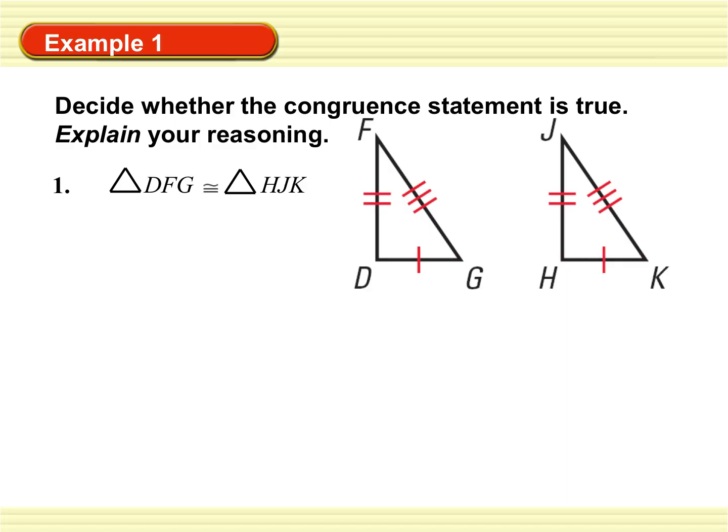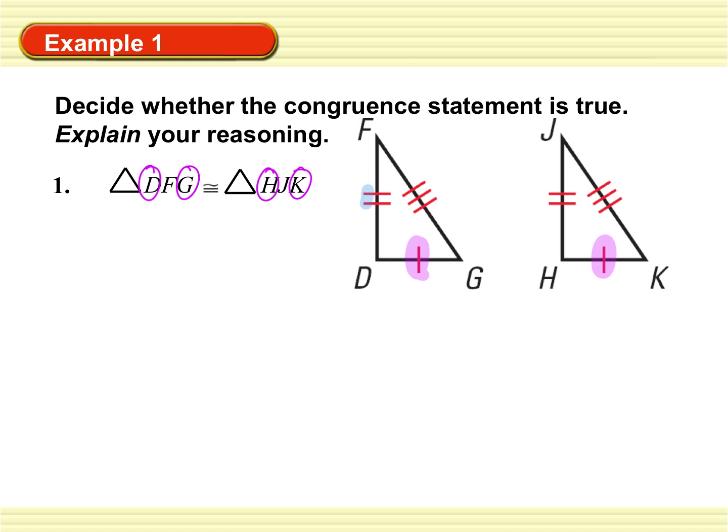All right, looking at these triangles, determine whether the congruent statement is true. Explain your reasoning. So looking at this, I'm going to highlight what's congruent. Here's side 1 is going to be with side 1, which if I'm looking at it, I have DG. Here's my D, here's my G. Is that congruent to HK? Yes. Again, it's written in the same position on my statement.